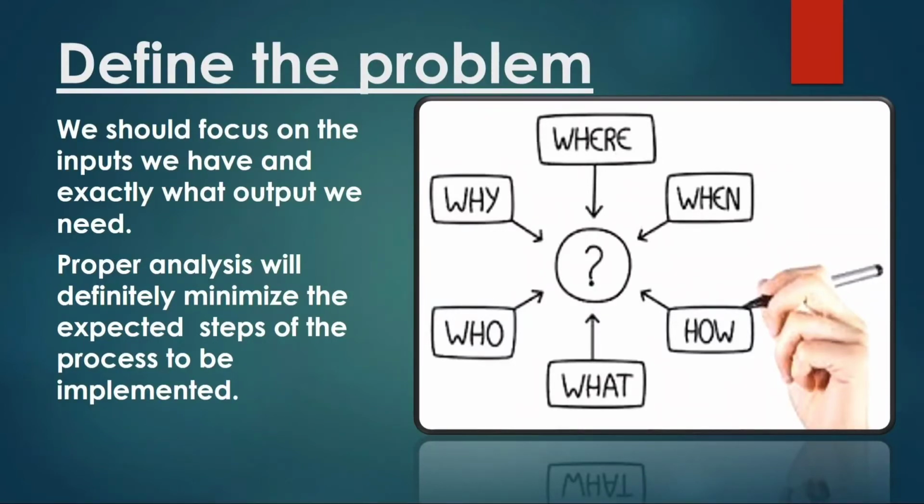Proper analysis will definitely minimize the expected steps of the process to be implemented. Means we have to think about what we need for making a cake, and analyze that properly. In the image you can see how to analyze it. We analyze something with the help of some questions: where, when, how, what, who, why. And when we get the answers to these questions, we are ready to know about our problem.